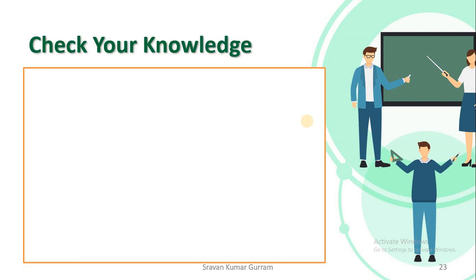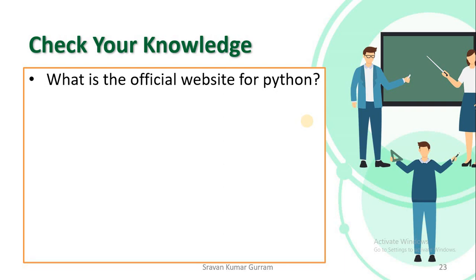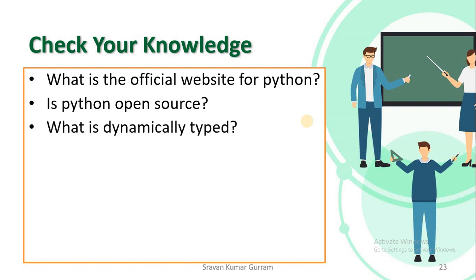Then check your knowledge of what we learned from this video. What is the official website for Python? As we discussed already, www.python.org is the official website for Python. You can download the software and you can download the official documents from this website. Is Python open source? Yes, we discussed already as a part of the features of Python. Python is open source and freeware also. Open source means the source code of Python is available to the public. You can customize it as per your requirement also.